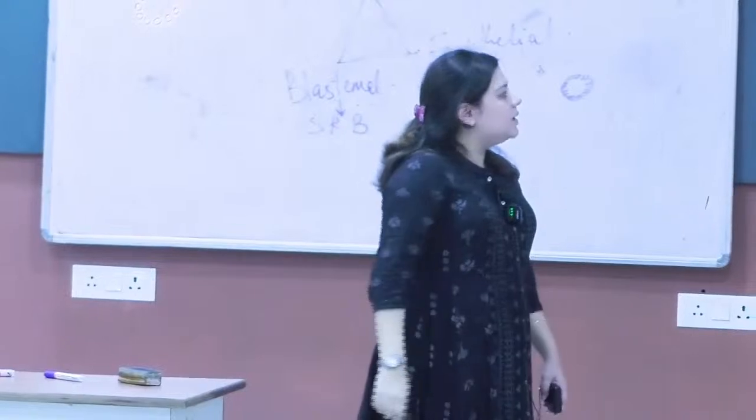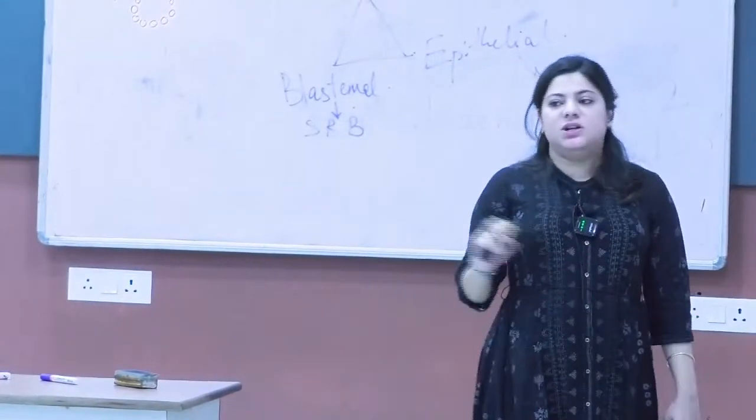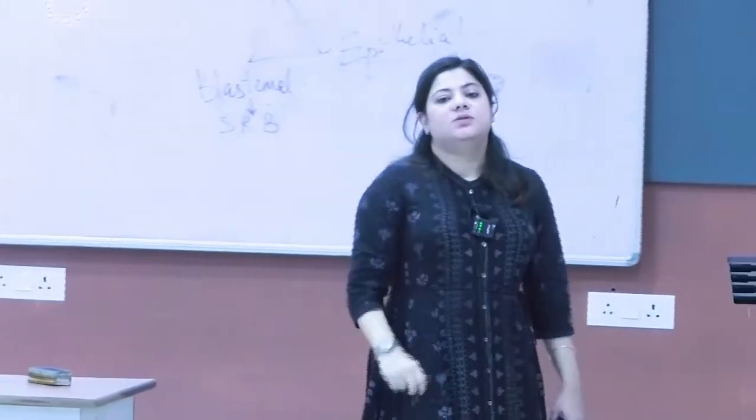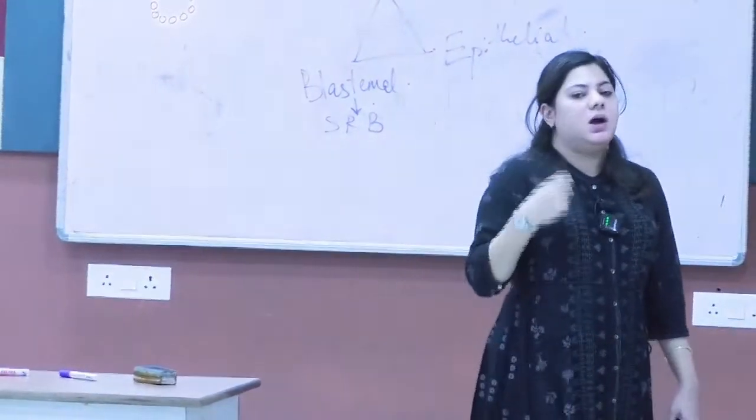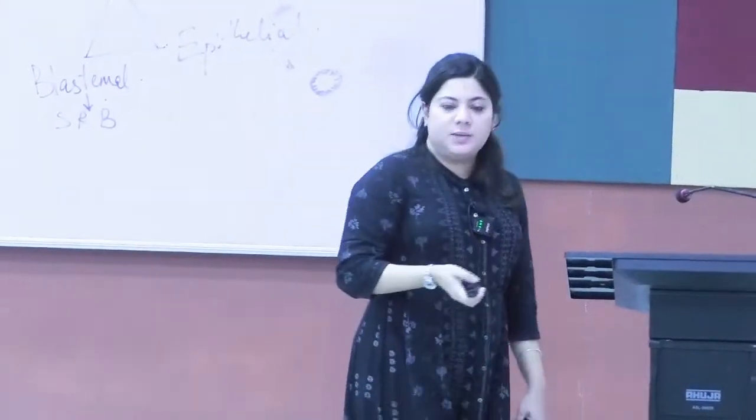Right? So Ewing's, the common location is around the knee joint. It arises from the diaphysis of the bone. Metaphysis, diaphysis মনে আছে? It arises from the diaphysis around the knee joint. Meaning distal femur, proximal tibia. Apart from that, flat bones like the pelvic bone. ঠিক আছে? Humerus-এও হতে পারে.